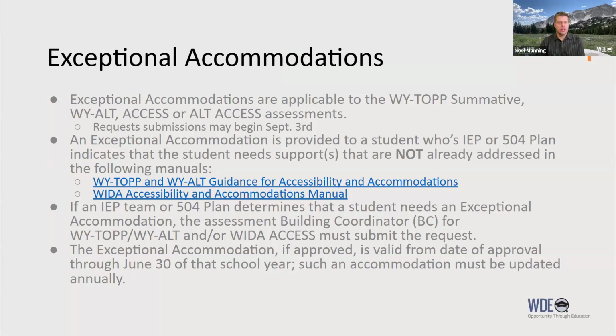So a good example of an exceptional accommodation, it's provided to a student whose IEP or 504 indicates that the student needs supports that are not already addressed in manuals like the YTOP and the YALT guidance for accessibility and accommodations, or the WIDA accessibility and accommodations manual. A good example is perhaps large print copies of tests that might be needed to be ordered for students. Another common example we have is Braille.